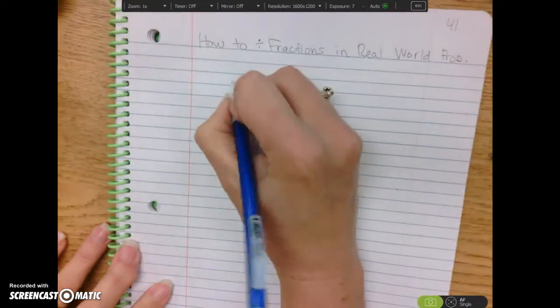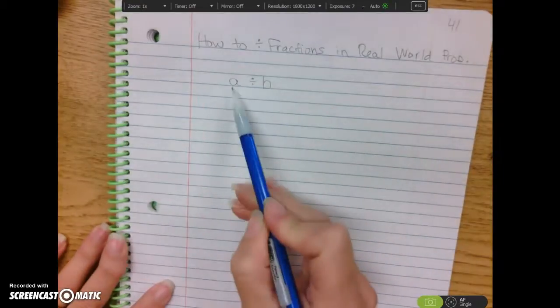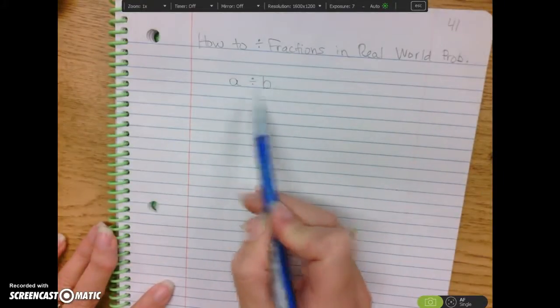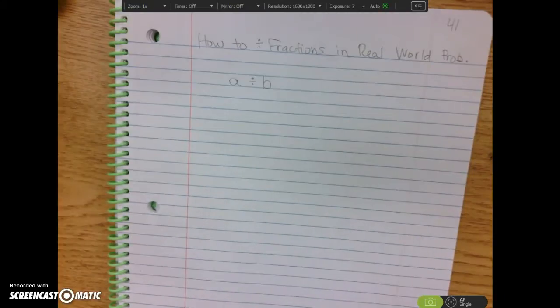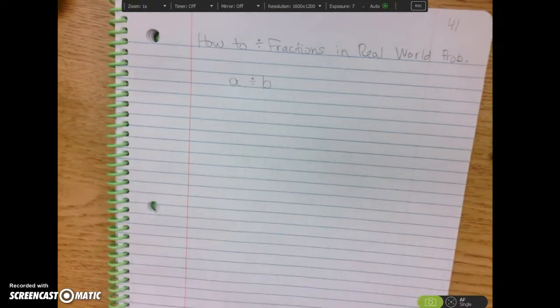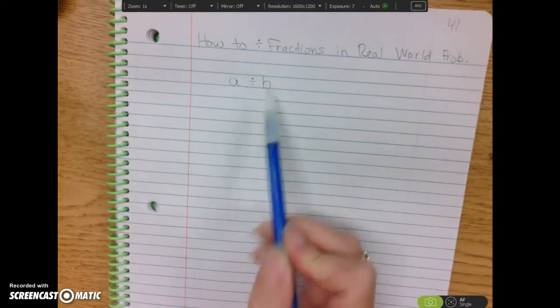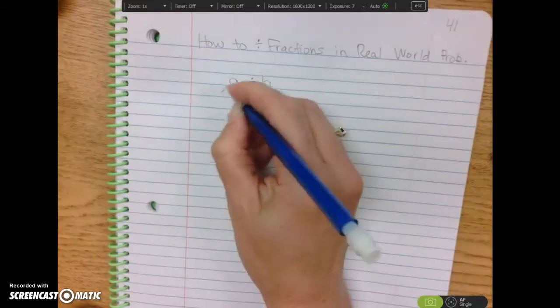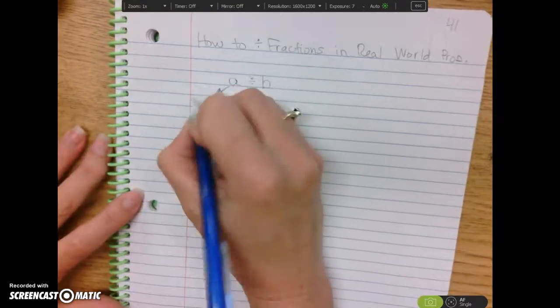So when we have A divided by B, and I'm just using these variables today to stand in for whatever numbers I want, depending on what problem I am working on. So when I have A divided into B pieces, remember that meaning statement. This is A divided into B pieces. So A is the thing that's getting broken.